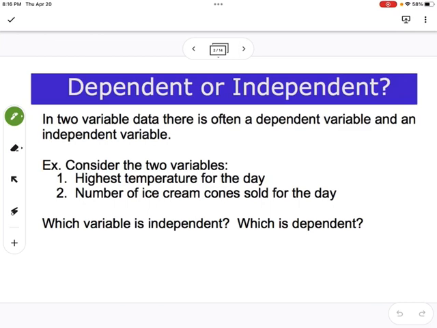So if we consider the 2 variables, highest temperature for the day and the number of ice cream cones sold for the day, which variable is independent and which one is dependent? Okay, so nothing's going to influence the temperature. It is the temperature that it is. So with that said, that is our independent. Okay, number of ice cream cones sold, that's going to depend on how hot it is outside. So that's our dependent.